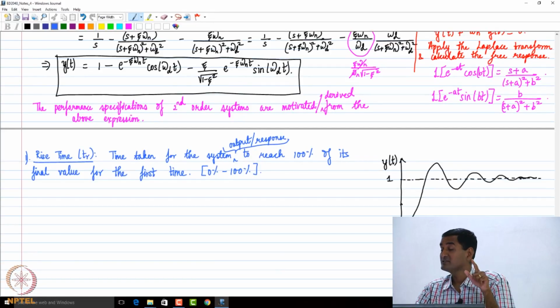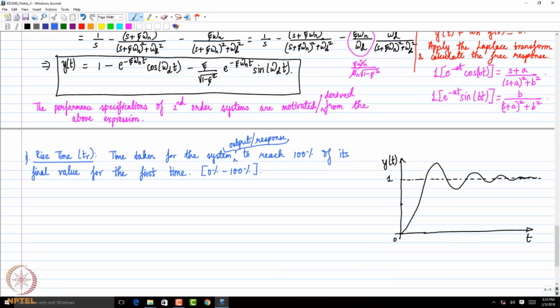So at what point will it reach the final value for the first time in this diagram? It is here. So the rise time TR is this point. Is it clear how we got the rise time TR? Let's read the definition once again. It is the time taken for the system output or the response to reach 100% of its final value for the first time. That's important. For the underdamped second order system, that's when it reaches 100% of its final value. So how do we get an expression for the rise time? Equate it to 1. That's it.